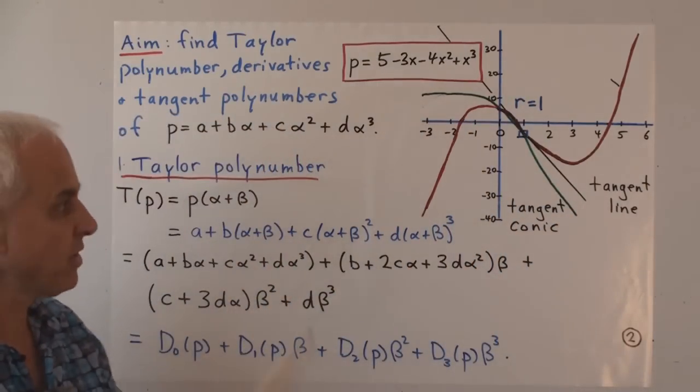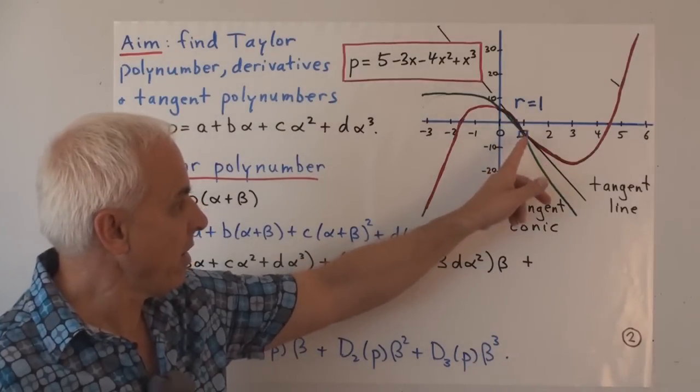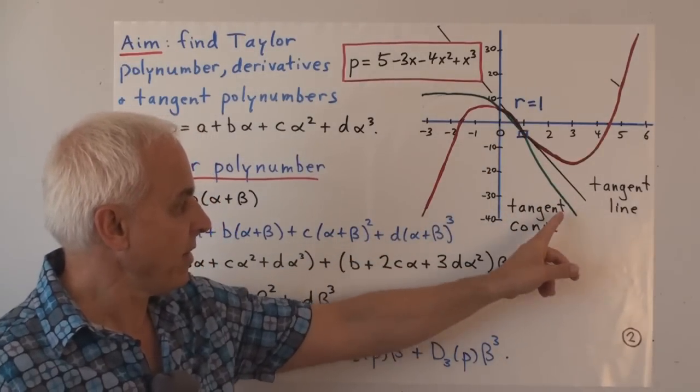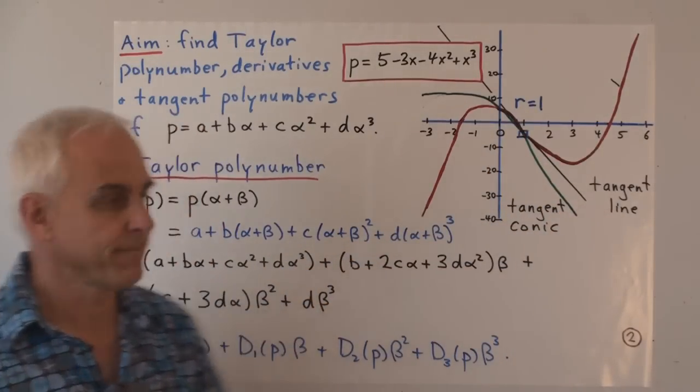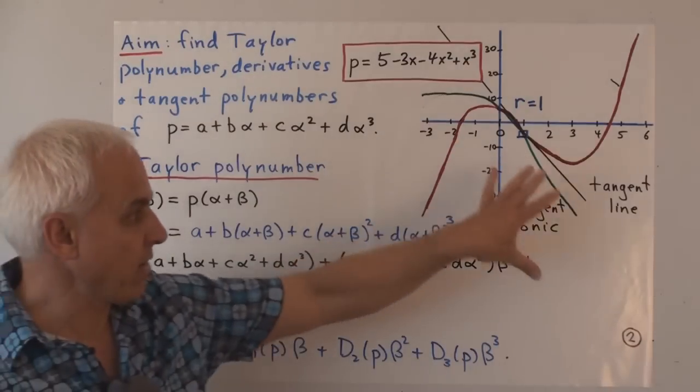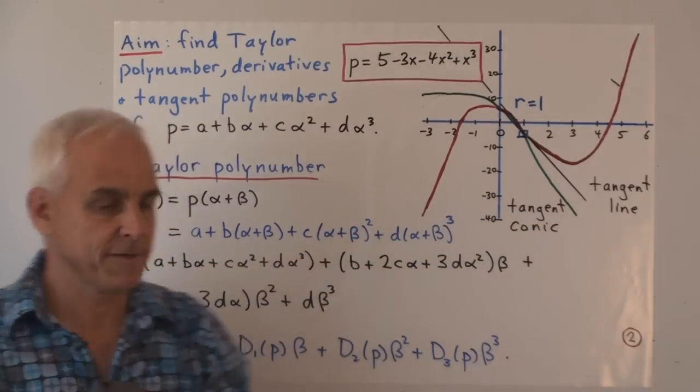So we want to be able to compute for every value of r what the tangent line looks like, what the tangent conic looks like. And our theorem is going to be something about the tangent conics.